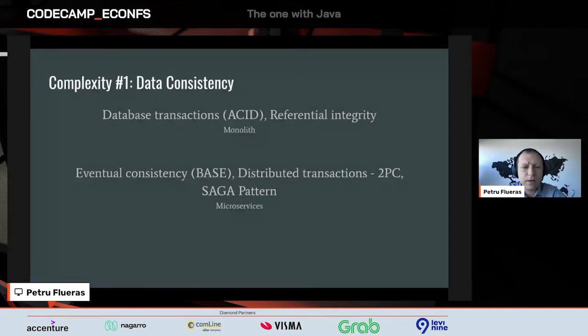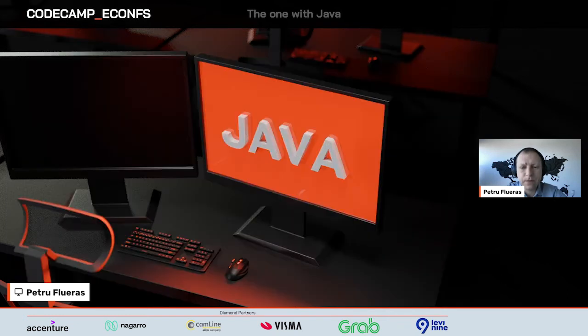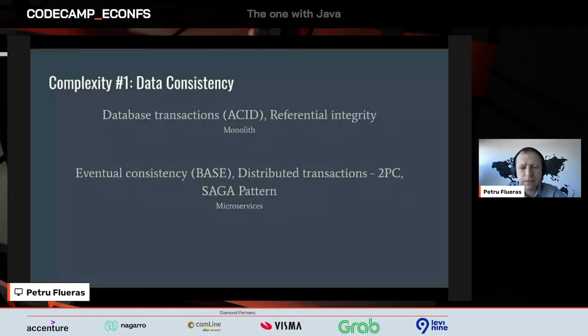In a monolith, we have a database transaction. We have ACID. We have referential integrity. We have all or nothing. The database remains in a consistent state. There are very few inconsistencies, and the consistency is guaranteed by the database. In a microservices world, things are changing, I would say, dramatically.